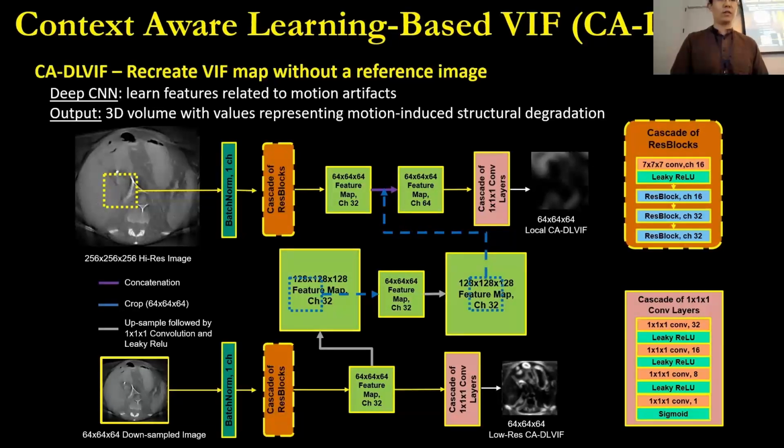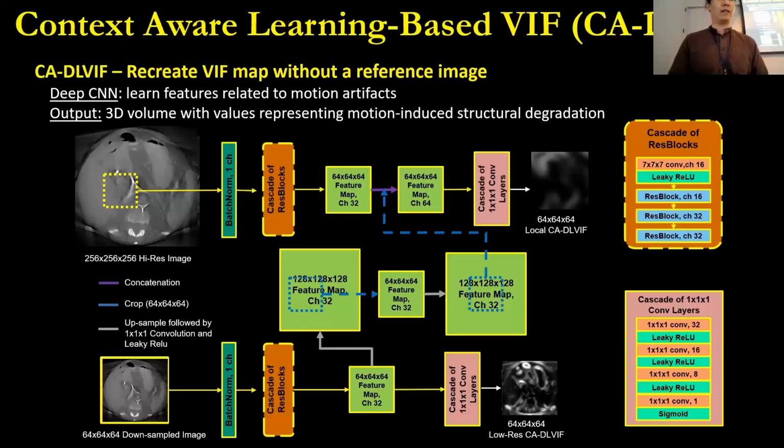Once we extract the feature map, we feed it into a series of 1 by 1 by 1 convolution layers to finally get a low resolution DLVF map. The high resolution branch follows the same structure, but the image is taken from a finer resolution. The RI is 64 cubic voxel size, and it was taken from a 256 volume reconstructed with 1 millimeter voxel size. The RI also passes through a similar structure as the low resolution branch.